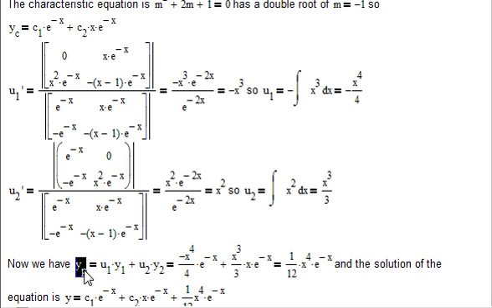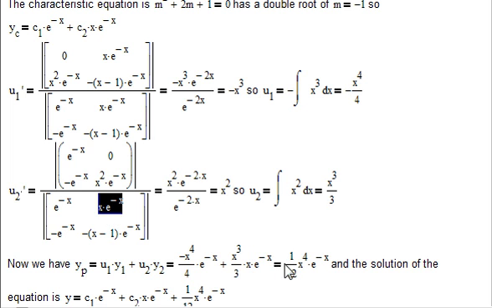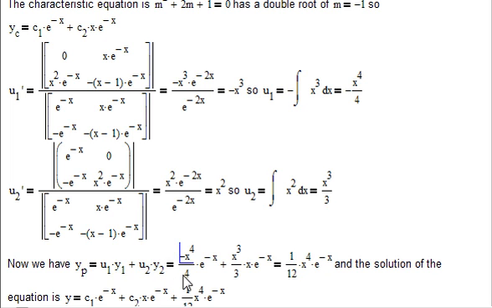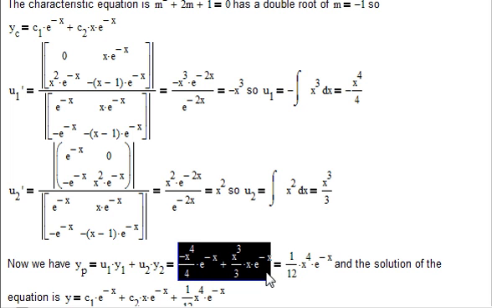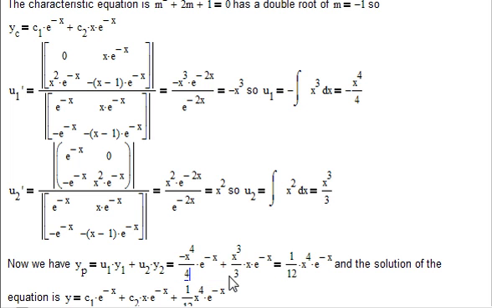Now, our yp is u1 y1 plus u2 y2, which is negative x to the fourth over 4 times e to the negative x, plus x cubed over 3 times x e to the negative x. Remember where the x came from, that's our y2. So now if you multiply this all together, we actually have like terms there. So you get positive 1/3 and negative 1/4 times x to the 4 e to the negative x. So positive 1/3 added to negative 1/4 is 1/12.